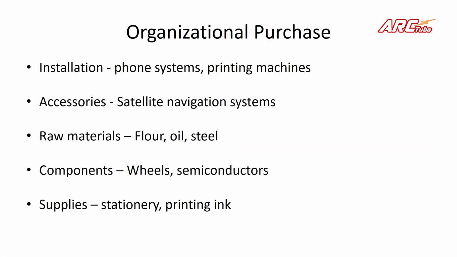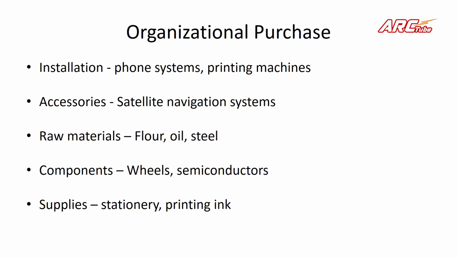Now, organization purchase. Let's say you are an organization that deals with consumers. In that case, you are operating in a business to consumer scenario. If an organization needs to purchase something from another organization, that acts as a B2B, or business to business, scenario. Organization purchases can fall into 5 categories: installation, accessory purchase, raw material purchase, component purchase, and lastly, supplies purchase.